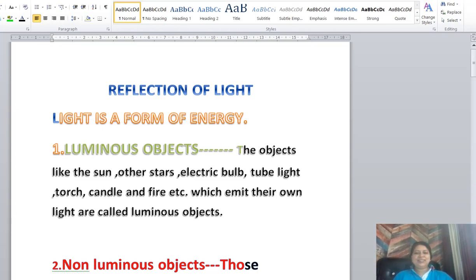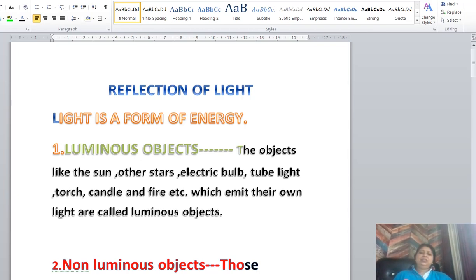So let's start. First, what is light? Light is a form of energy. Due to light, we are able to see any objects. You can say, okay, ma'am, we see any object with the help of eyes. Yes, of course, but can you see any object in a dark room? No. So, due to light, we are able to see any objects.